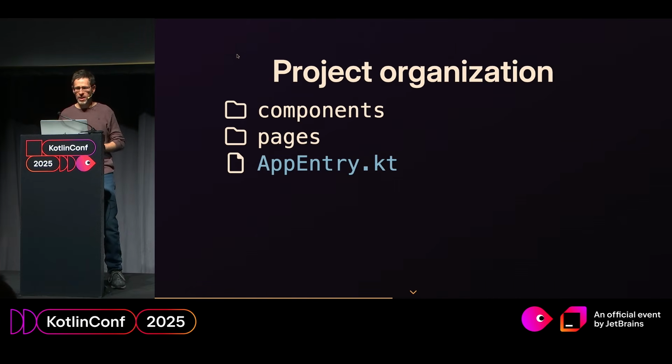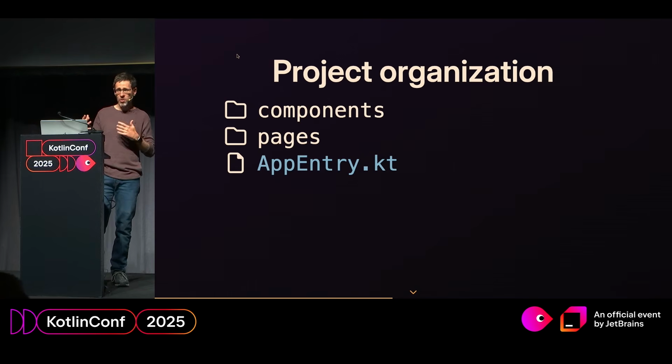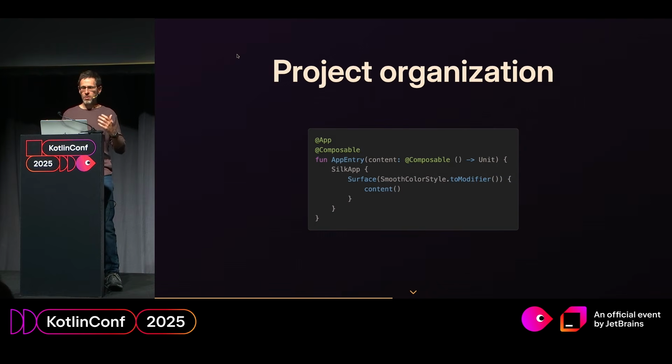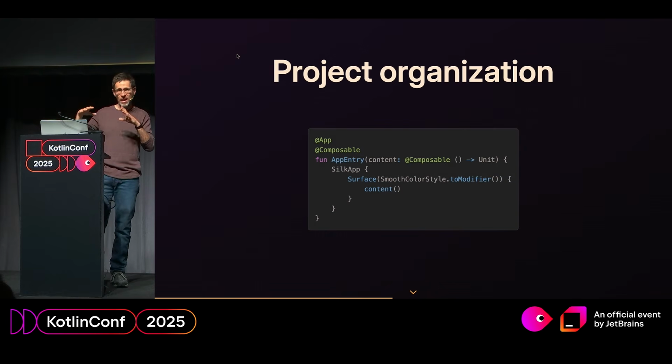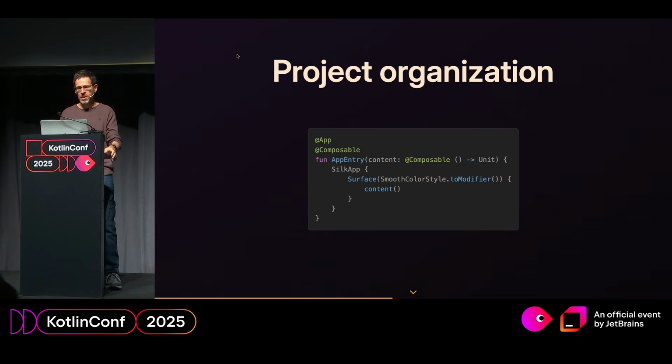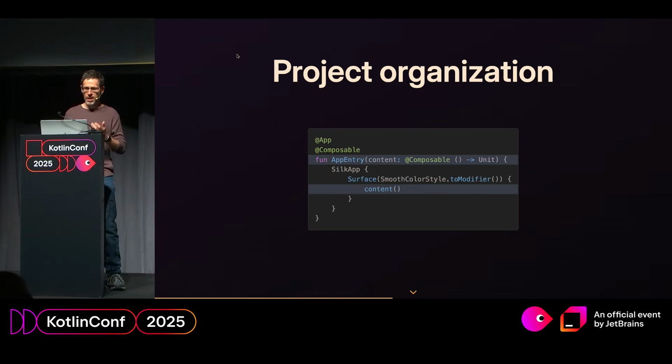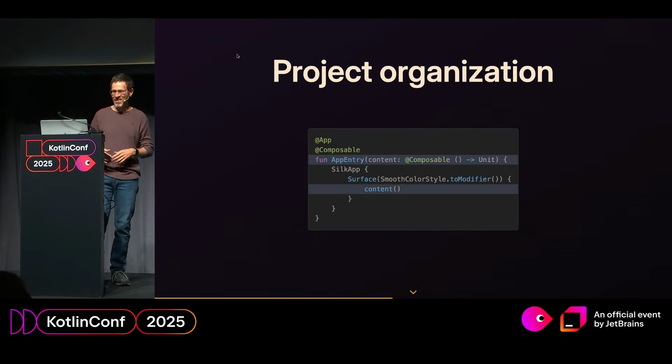I think it's really helpful to talk about very basic project organization that you can find in your Kobweb project. There's essentially 3 top-level folders and files here that are important: components, pages, and app entry. So app entry is a place that you can think about as your main inside of a Kobweb project. It's basically a regular composable that you annotate with the app keyword so that Kobweb can find it. You take in a content callback, pretty standard compose pattern here, and just make sure you call it inside your body of the function, or else you're not going to have anything render.